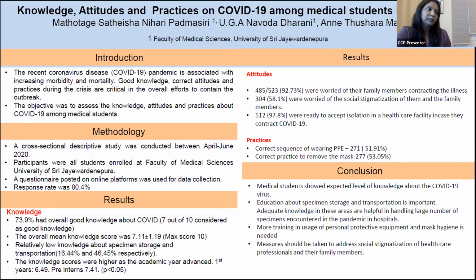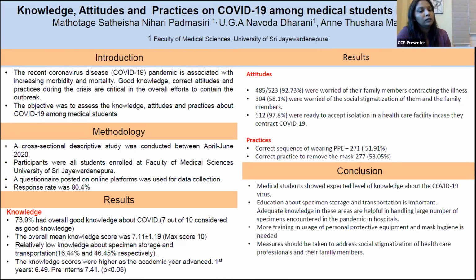If I move on to the results, the main outcome of our study: 73.9% of our population had a good overall knowledge about COVID-19, and the mean knowledge score was around 7.11 with a standard deviation of 1.19, where the maximum score was 10. We observed relatively low knowledge in areas such as specimen storage and specimen transportation.